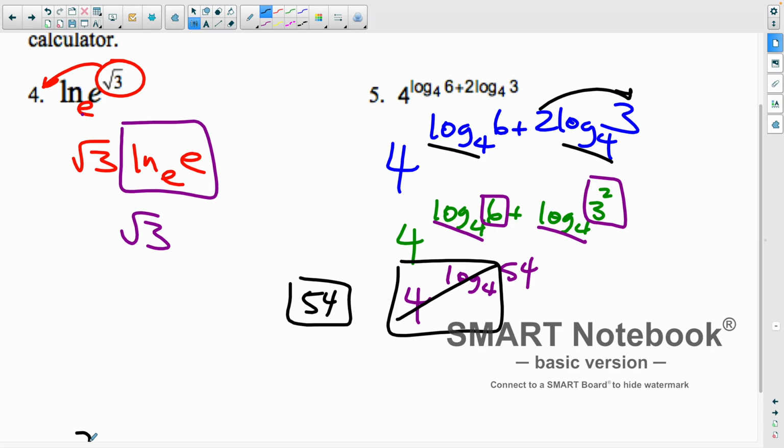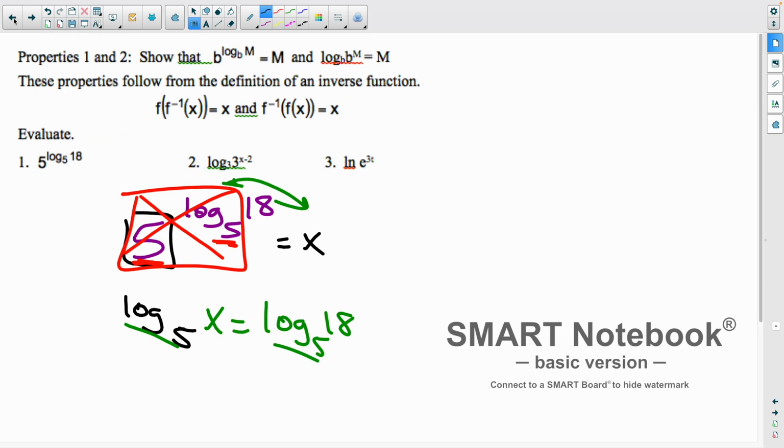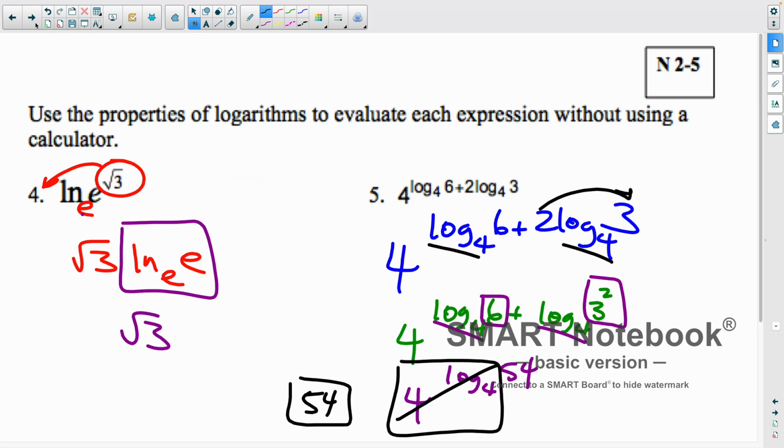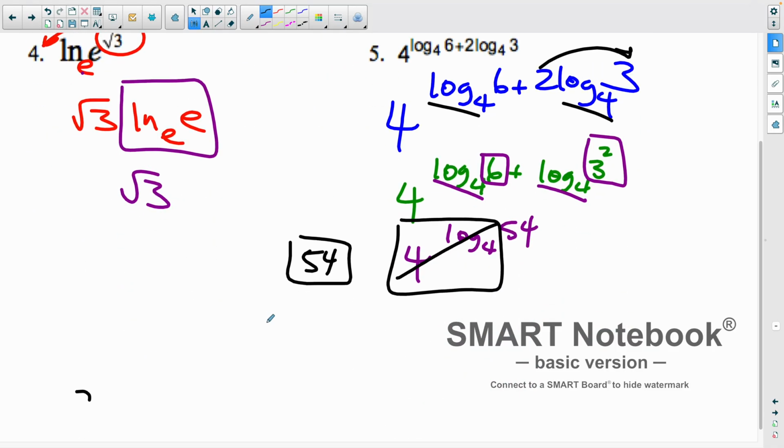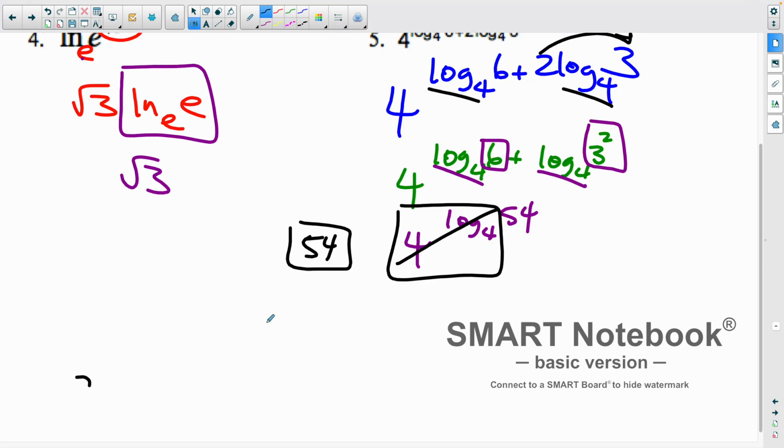Okay? Yes? How does 4 to the log base 4 cancel? Well, you see how we wrote it as this right here a while ago, all right? And so basically what's going on is we're doing a log and an exponent with the same base, so they cancel.